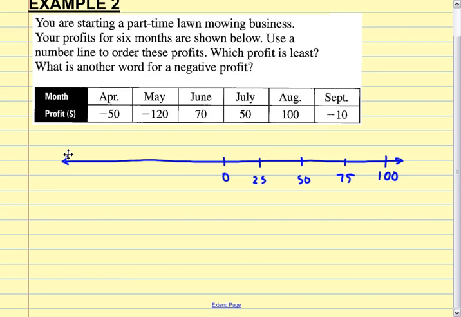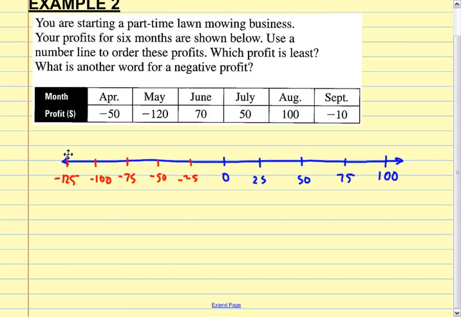Okay. Now I'm going to go on the negative side. And I'm going to keep the units about the same. That's negative 25, negative 50, negative 75, negative 100, negative 125. Okay? Now, we're going to plot, put a dot by our profits on the line.